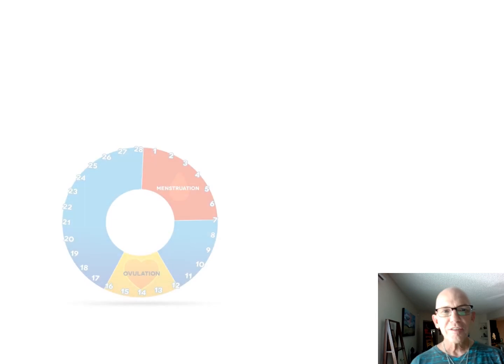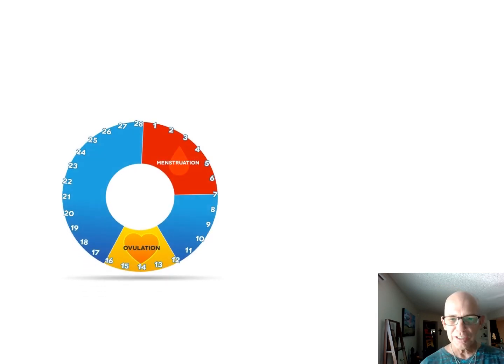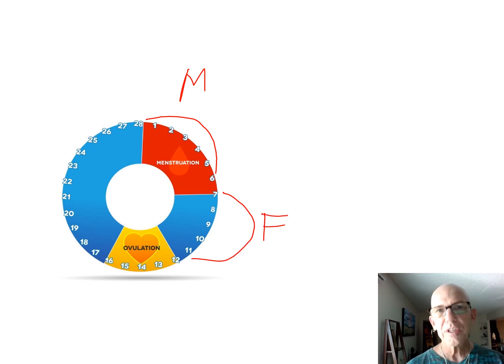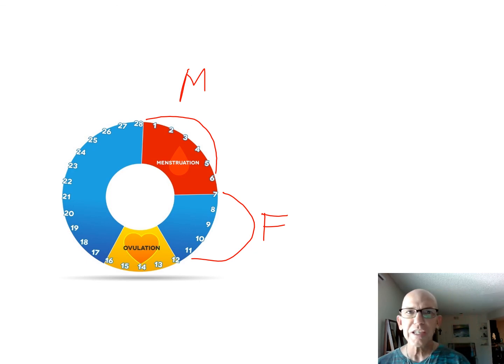Now, this is the circle though. I think the circle is easier. Why? Right here, you have your period. That's easy, right? Menstruation. So right here is the follicular phase, right? Why? Because this is the beginning of each month where it's like, let's get an egg ready.